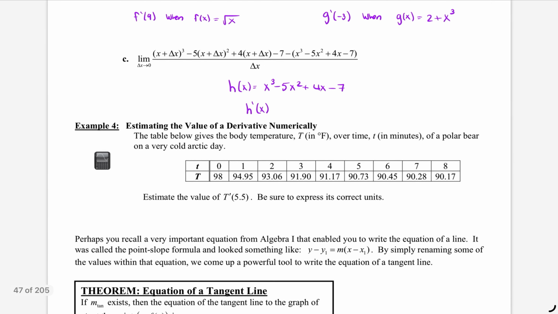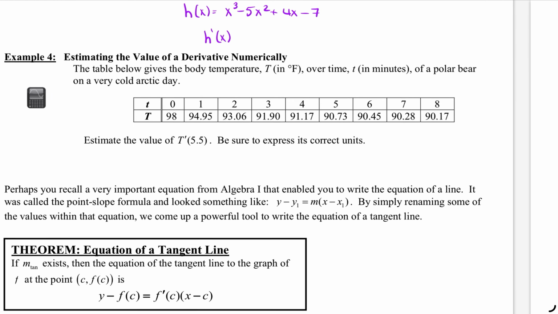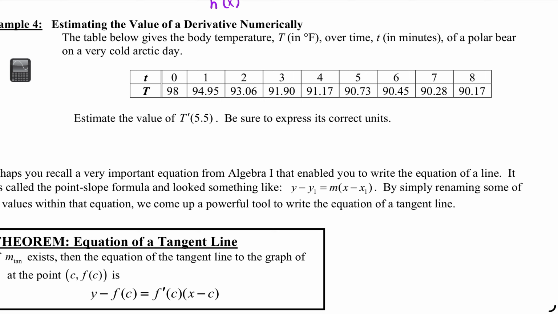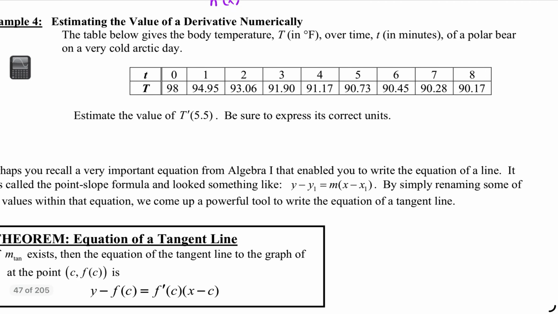Okay, all right, coming down for number 4, estimating the value of a derivative numerically. So the table below shows the body temperature over time of a polar bear on a very cold Arctic day. The problem with tables is they're kind of incomplete, right? They don't show us everything we need to know. But we can see that after 1 minute, the polar bear's temperature drops here. And after 2 minutes, the polar bear's temperature drops to there.